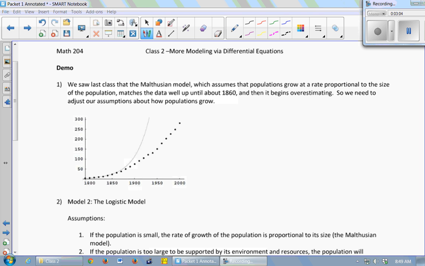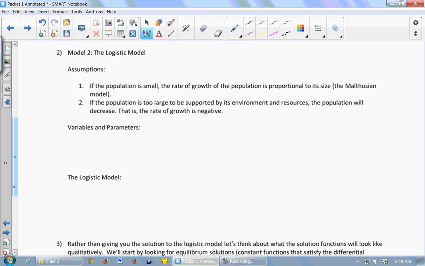So here's our second model where we adjust our assumptions. This is called the Logistic Model. It says if the population is small, the rate of growth of the population is proportional to its size. So that is, the Malthusian model is correct when the population is small. If the population gets too large to be supported by its environment, because there are limited amounts of space, food, water, other resources, then the population will decrease. So that is, the rate of growth is negative.